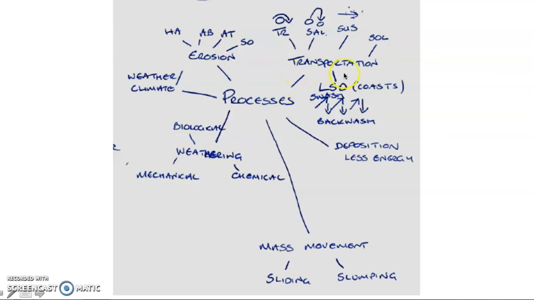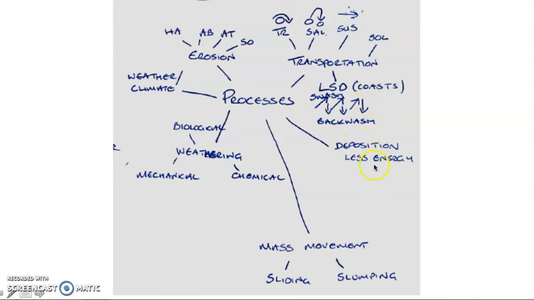Then we have transportation. Now transportation is the movement of material. Now this might be by traction, which is the rolling of the largest material; saltation, this is the bouncing of smaller material; some load might be so small that it can actually float and be suspended; and then we have the solute load. This is the material that has dissolved into it. Now we'll ignore longshore drift because that is just for coasts for this one.